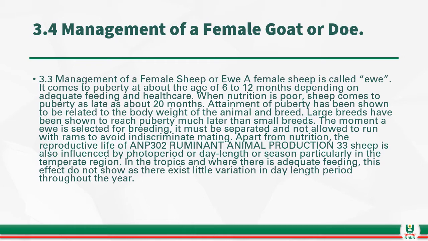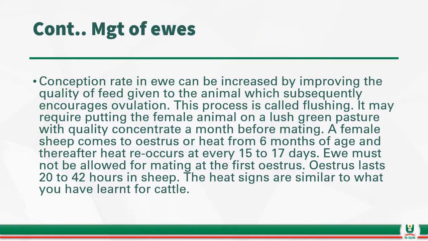In the tropics and where there is adequate feeding, this effect does not show, as there exists little variation in day length period throughout the year. Conception rate in ewes can be increased by improving the quality of feed given to the animal, which subsequently encourages ovulation. This process is called flushing. It may require putting the animal on a lush green pasture with quality concentrate a month before mating.